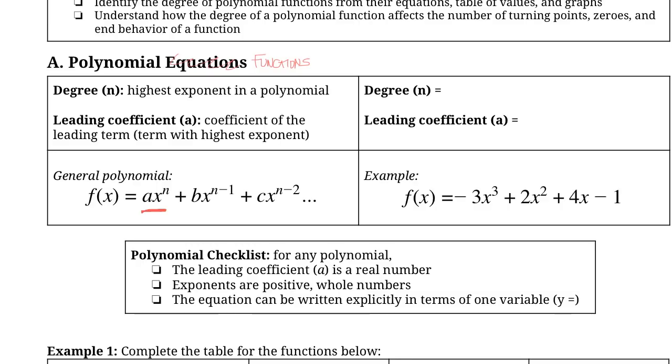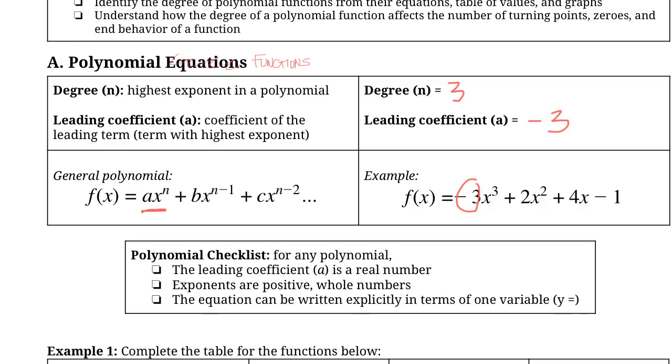So if we go to our example over here, on the other side, what's the degree of this function? Well, it's the highest power, the highest exponent, which in this case is 3. What's the leading coefficient? It's just the number that comes in front of that term. And in this case, it's 3. Well, is it? Can't forget about that negative. It's actually negative 3, right? Because we see that down here. It's negative 3, not just 3.